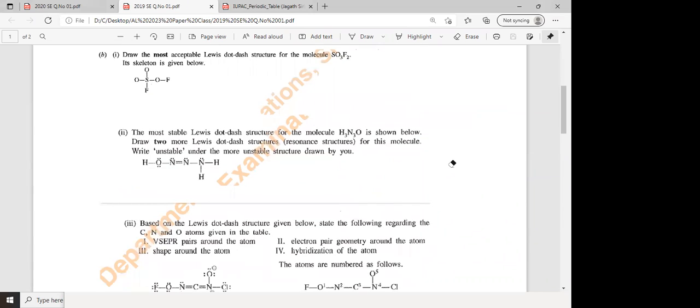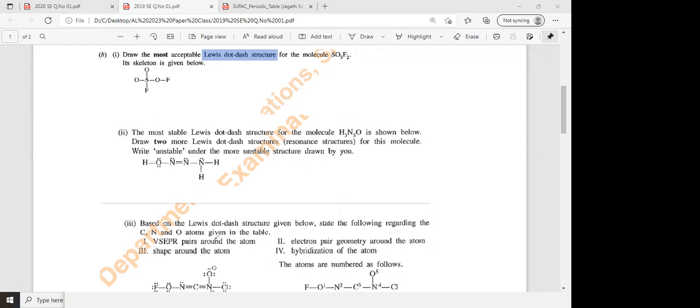Part B. Draw the most acceptable dot dash structure. Actually, dot dash structures are also sometimes called Lewis structures. Lewis dot dash structures, because a Lewis dot diagram also exists. Lewis dot dash means Lewis structures, in other words. SO3F2, they have given the skeleton also. So when the skeleton is given, you can't change it. Remember that also. Throughout all the parts, you have to continue with the same thing. Most acceptable one. Okay.